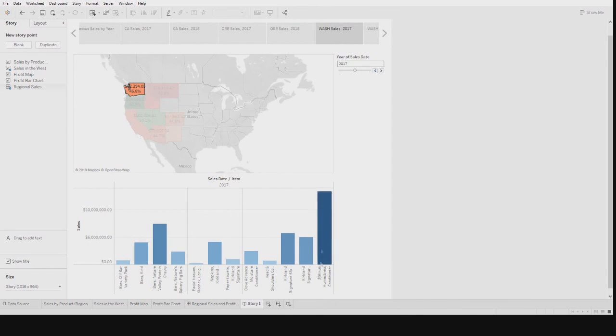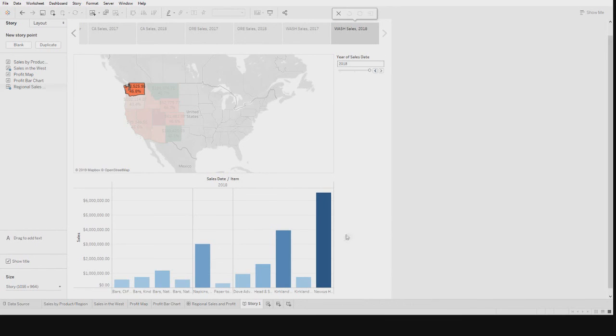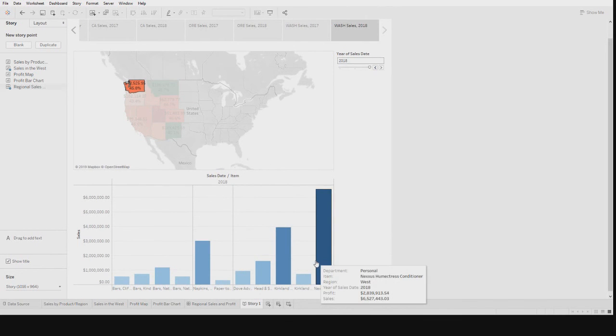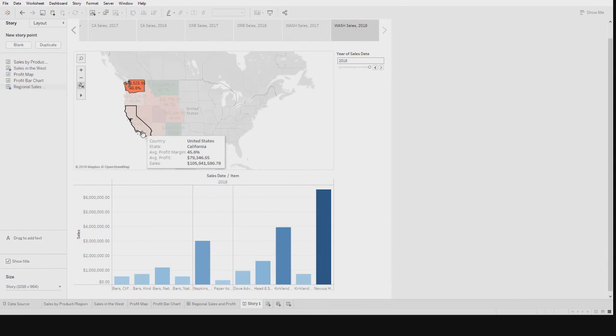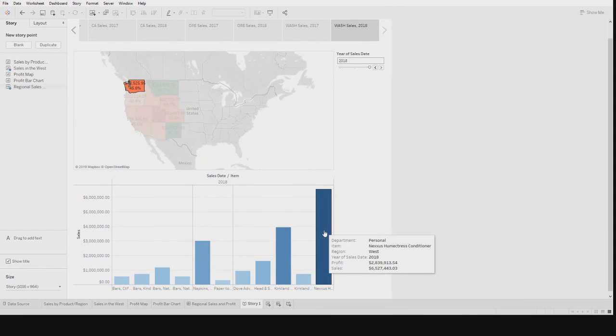And one last time, again, 2017 higher sales, 2018. This product, I guess in Oregon it just bucked the trend, but in California and in Washington this product sold significantly well in the year 2018, which shows that this product may have a little bit more staying power than the rest.